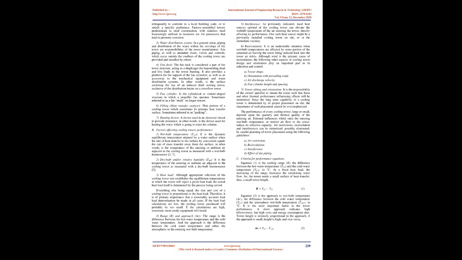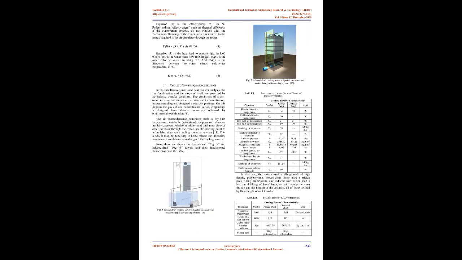B. Factors affecting cooling tower's performance. 1. Wet bulb temperature, TWB. It is the dynamic equilibrium temperature attained by a water surface when the rate of heat transfer to the surface by convection equals the rate of mass transfer away from the surface, in other words, the temperature of the entering or ambient air adjacent to the cooling tower as measured with a wet bulb thermometer.